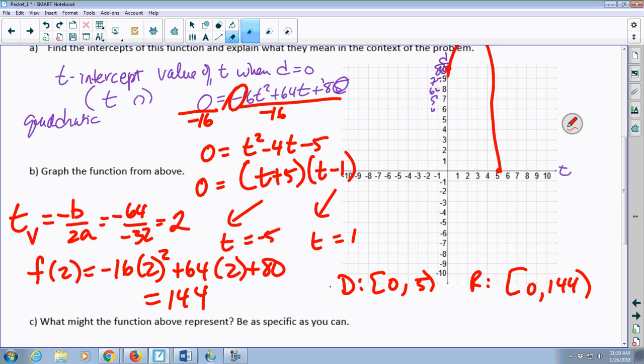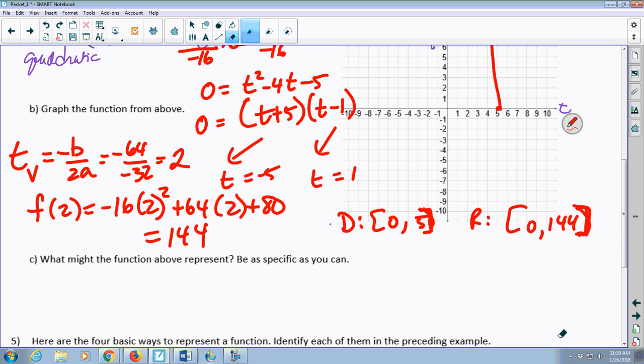Oops, brackets. Brackets on both of these. Brackets, if you recall, include the endpoints. Parentheses do not include the endpoints. This is called interval notation, in case it's been a while since you've done interval notation. So what might this function represent? A ball being thrown from 80 feet, thrown upwards, and reaching the ground 5 seconds later.